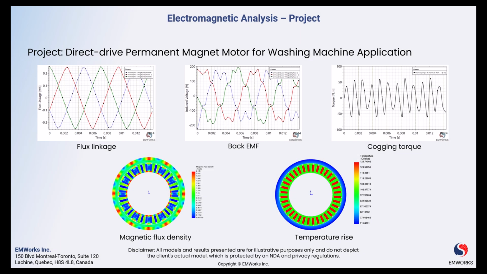Here we see some visual results from the permanent magnet motor analysis in EMWorks 2D, including magnetic flux linkage distribution, back EMF waveforms, magnetic flux density contour plot, and stator temperature profile under load.